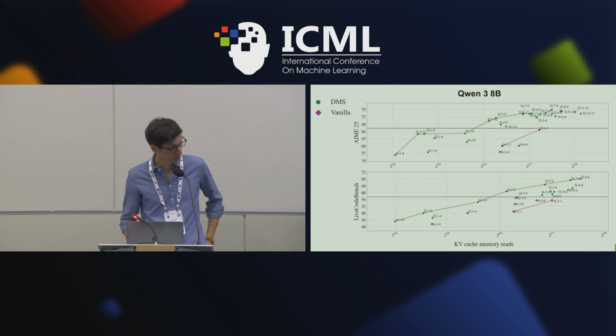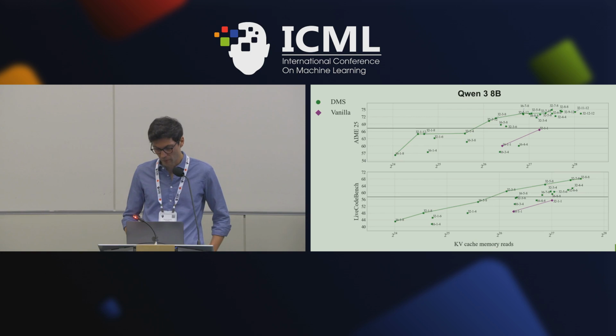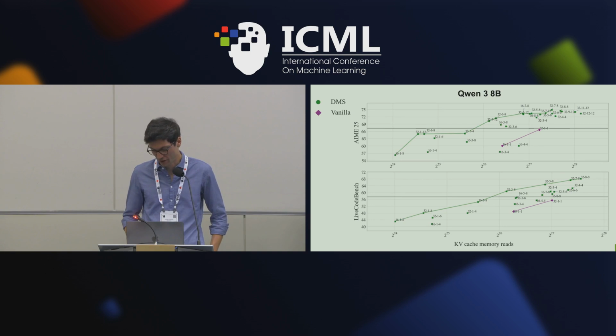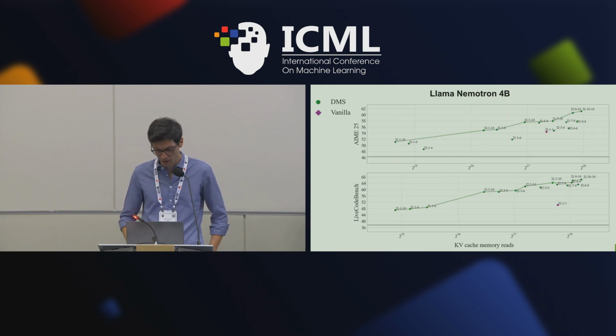And we have been experimenting since. So the results on the last 2 slides are not in the paper. And it looks like 8 times compression, even 10 to 12 times compression, can move the Pareto frontier even more. And for the most recent models, this one is Qwen 3 8B. And also another one for Llama Nemotron 4B.